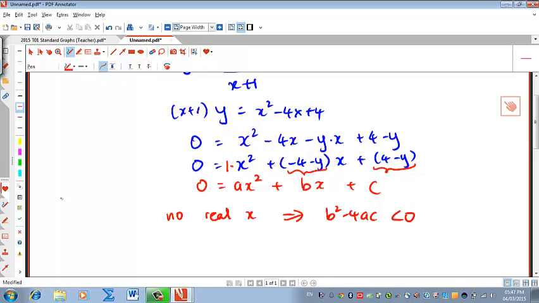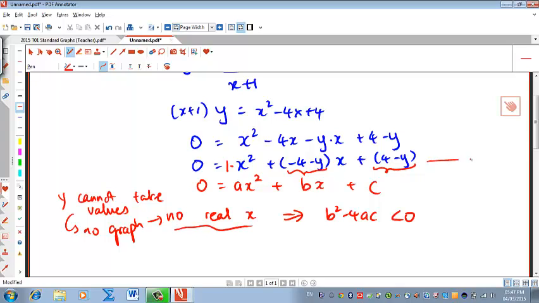Okay, let me be clear. Y cannot take some values, so it means no graph. No graph means no values for x also. Therefore, for this equation, no real x. When we try to solve the equation above, linking it to the idea that b squared minus 4ac, the discriminant, should be less than 0.